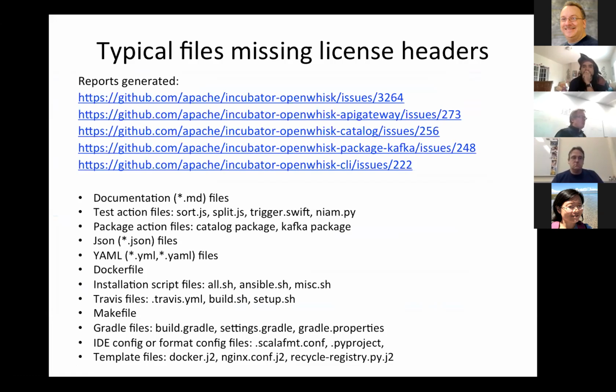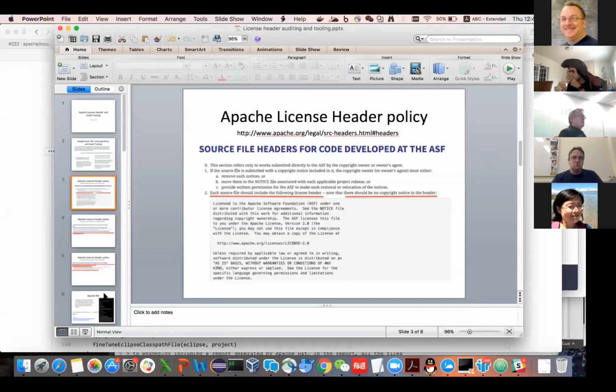If we include them, I mean, if we exclude them from the RAT audit, we don't need to add headers to those files. If we don't include them in the exclude list, we need to add headers to these files. So I think it's just a discussion.